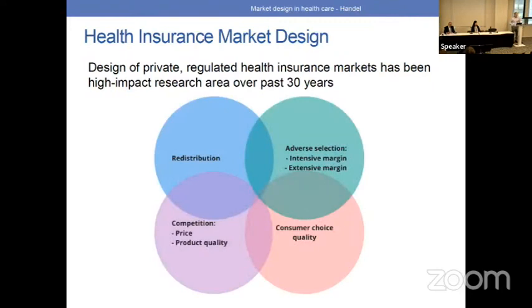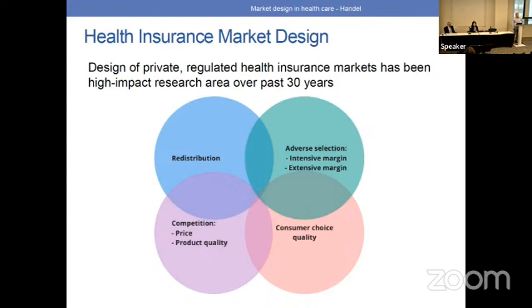Okay. So I'll start on the first topic, which is health insurance market design. This is an area I've worked in a lot. And over the past 30 years, there's been both a lot of research and a lot of policy implementation of this research, and pretty deep connections between the policy and the research, okay? A lot of both the policy and the research has really moved forward over the past 30 years or so, I'd say.